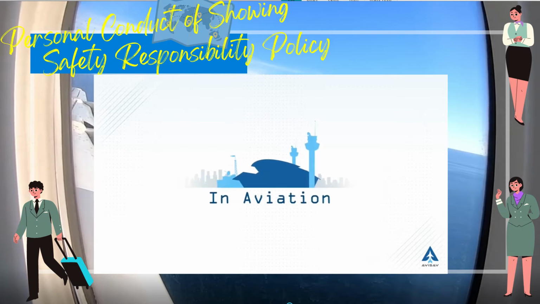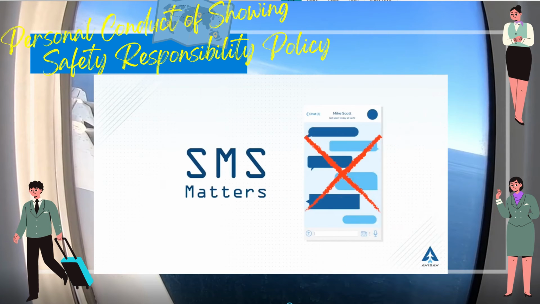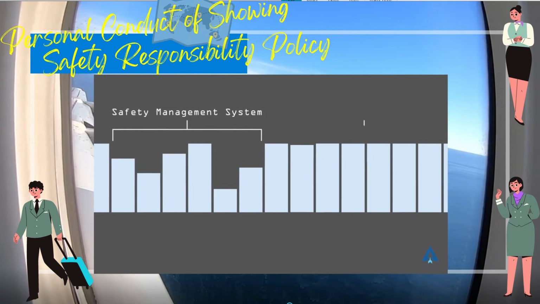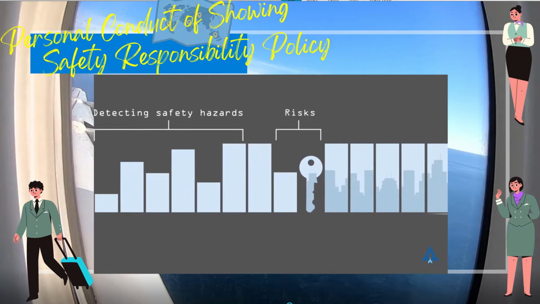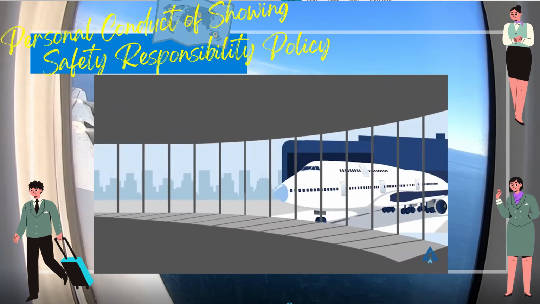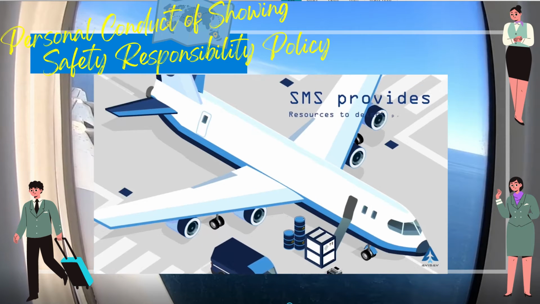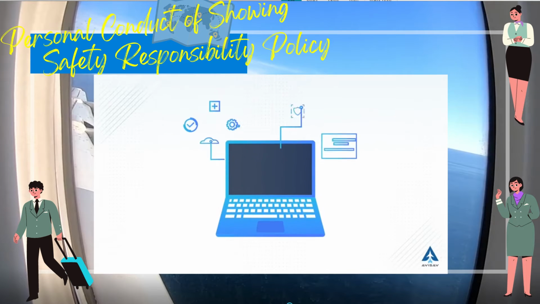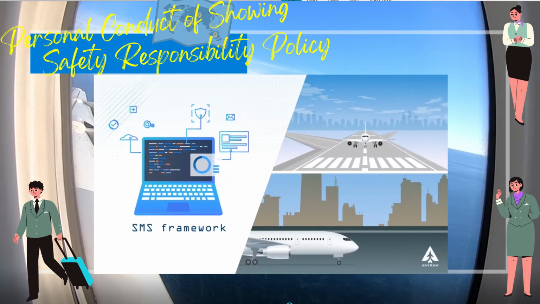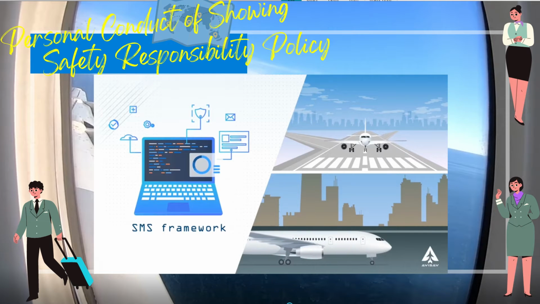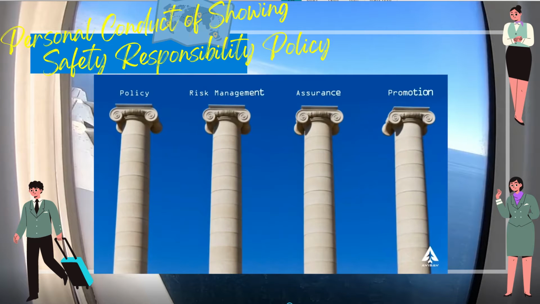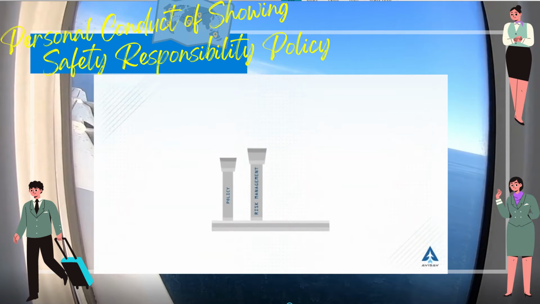In aviation, SMS matters. And we're not talking about texts, we're talking about the safety management system, which is key in detecting safety hazards and risks in the aviation industry. SMS provides resources to detect problems before they become problems. If you look at the SMS framework, you'll find special activities and processes that all aviation service providers are obliged to take into account. This framework comprises 4 pillars: policy, risk management, safety assurance, and safety promotion.